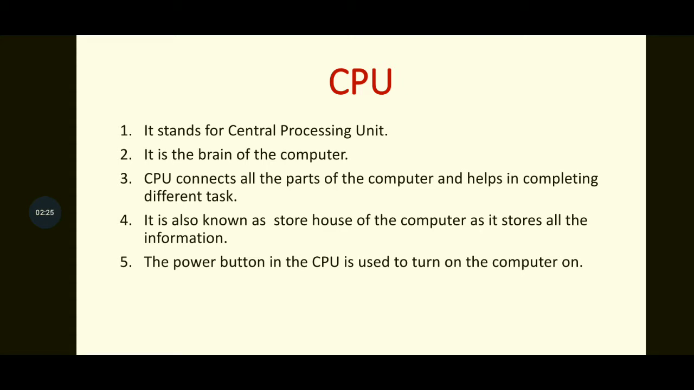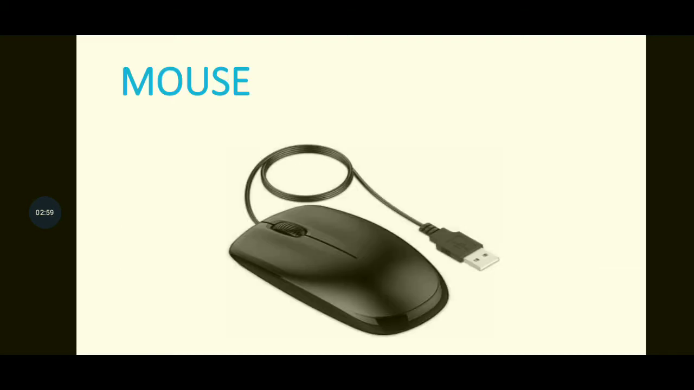The CPU connects all the parts of the computer and helps in completing different tasks. It is also known as the storehouse of the computer, as it stores all the information. The power button on the CPU is used to turn the computer on. After we switch on the main switch, we have to turn on the CPU to work on the computer. Next we will see about the mouse.